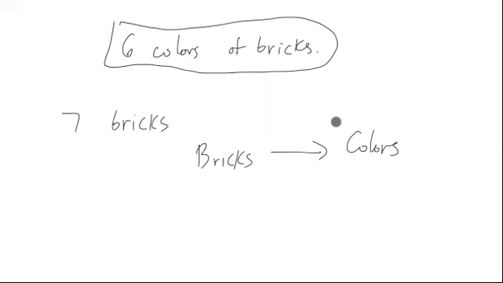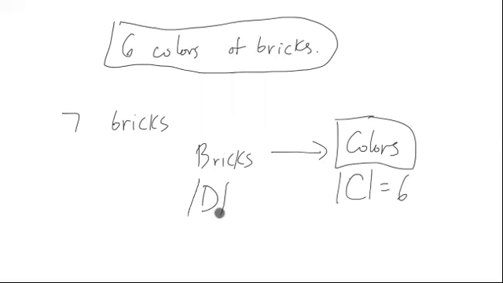Okay, so the size of the codomain, and it doesn't even have to be a surjective function necessarily, but we know this codomain has six. Call this C for codomain, and the size of this codomain is six. And we know that the number of bricks, let's call that the domain. The size of the domain is 7. So since the size of the domain is larger than the size of the codomain, that actually tells us that our function cannot be an injective function.